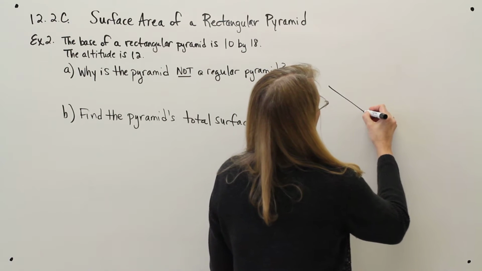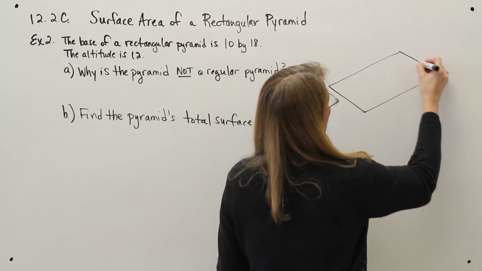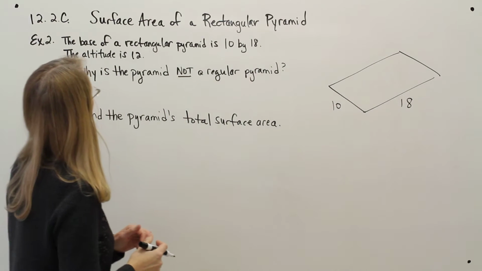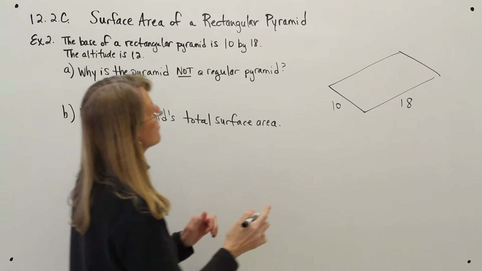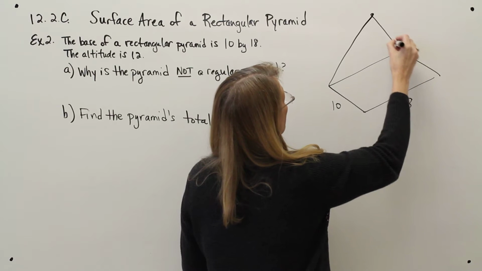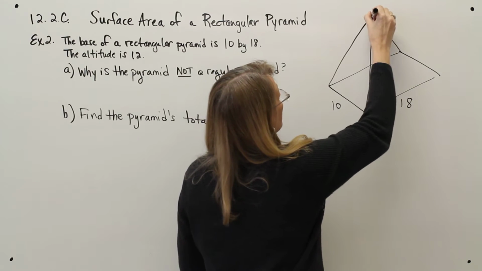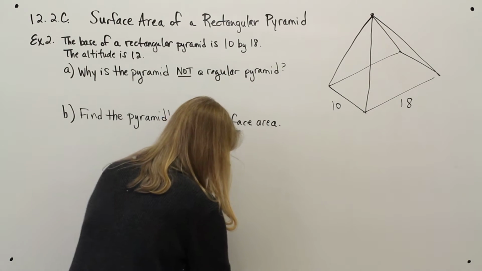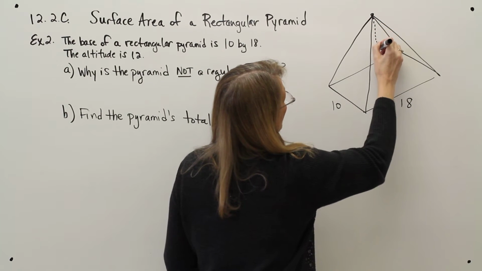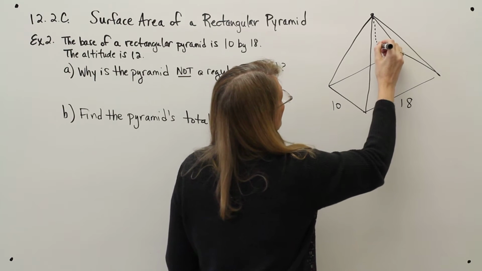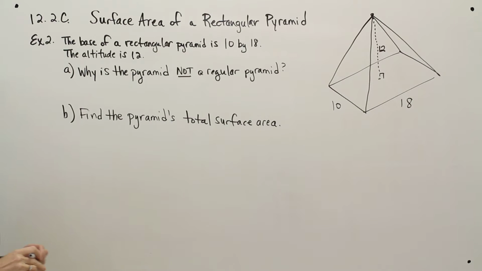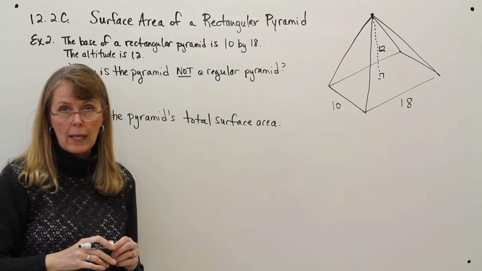So let's start by putting a 10 by 18 rectangle on the ground there, and then the altitude is 12. So if I pick the top of my pyramid, and then if I draw in the altitude, let's say that altitude right there would be 12. All right, to start. So the first question asks, why is the pyramid not a regular pyramid?